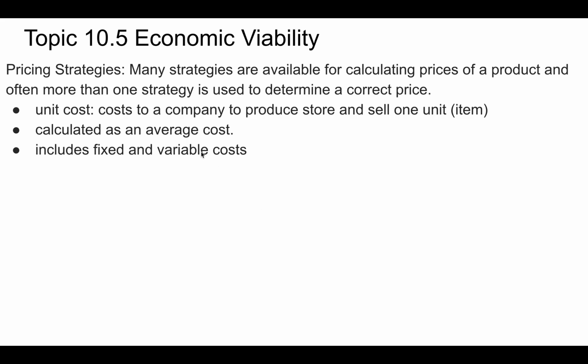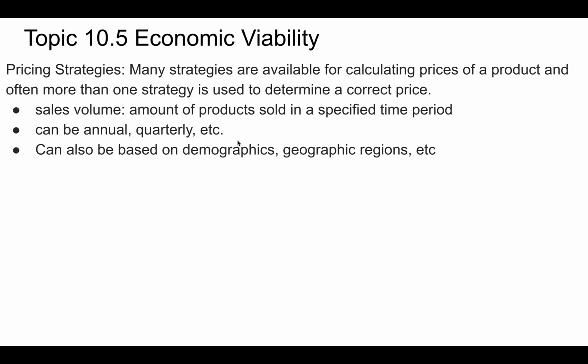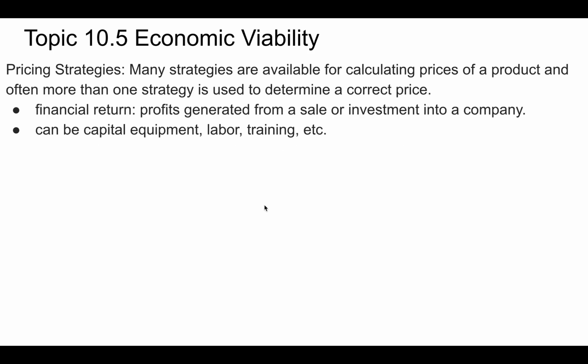Okay, let's look at unit cost. Unit cost is the cost to a company to produce, store, and sell one item. You're usually going to calculate this as average cost, and this includes all of the fixed and variable costs. Sales volume is the amount of products sold in a specific time period. This can be annually or quarterly, and it can also be based on things like demographics. So you can have sales volume for a particular group of people, or sales volume for a particular geographic region. Those are other ways that you can measure sales volume.